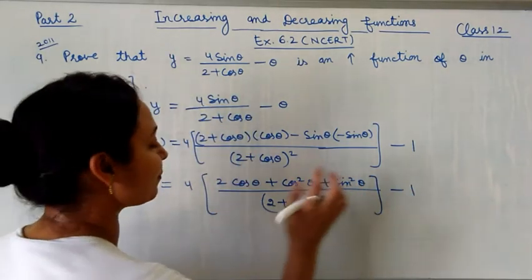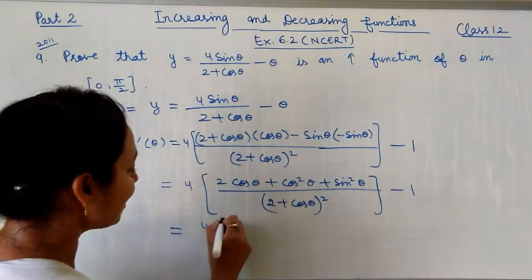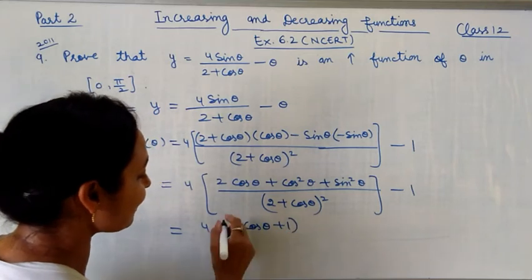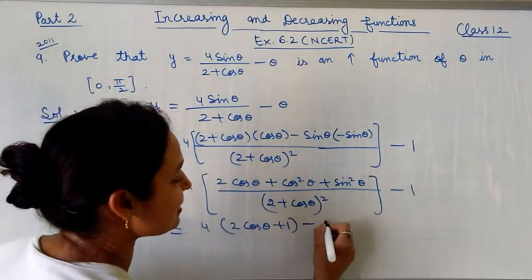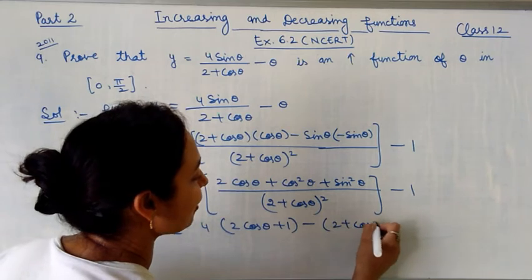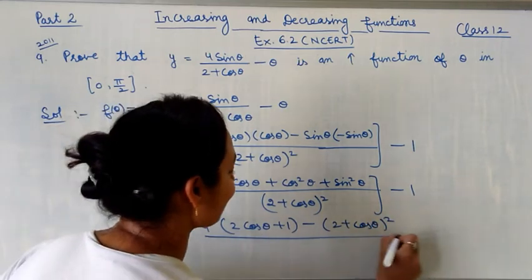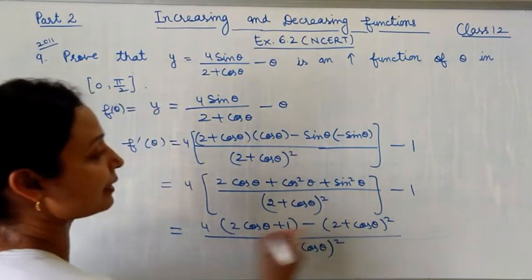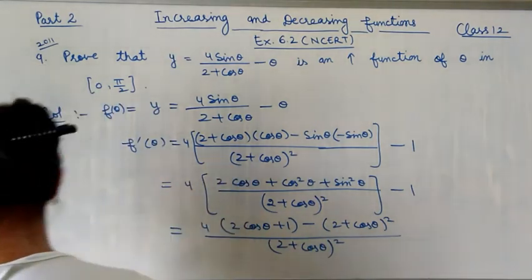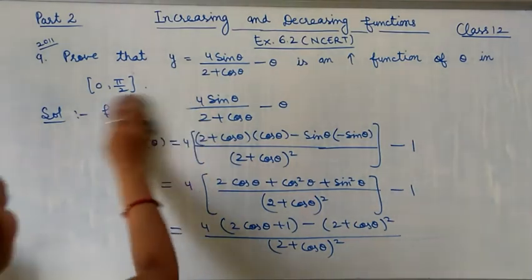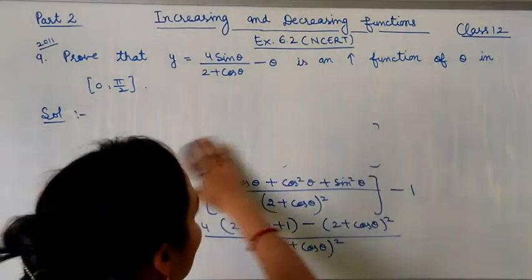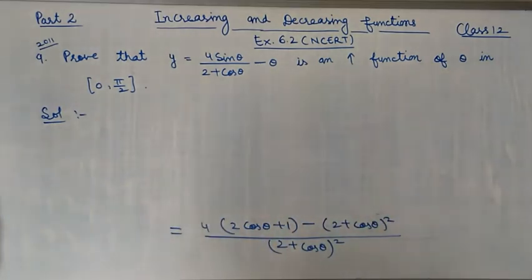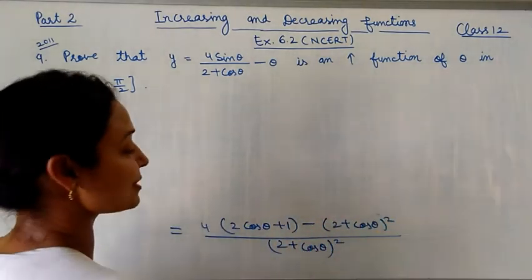Now cos square theta plus sin square theta equals 1. So this is 2 cos theta plus 1, and this will equal minus, when you take whole square divided by 2 plus cos theta whole square. Now I will apply the identity. I will work from the upper side so that I can simplify it by using the identity. What is that identity? A plus b whole square.